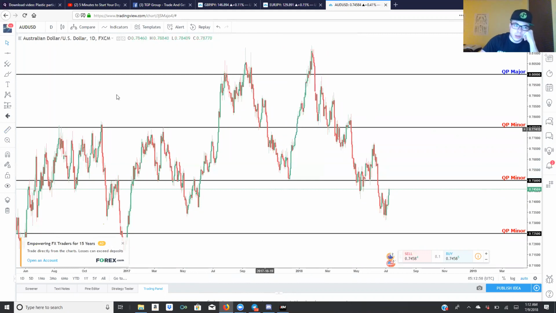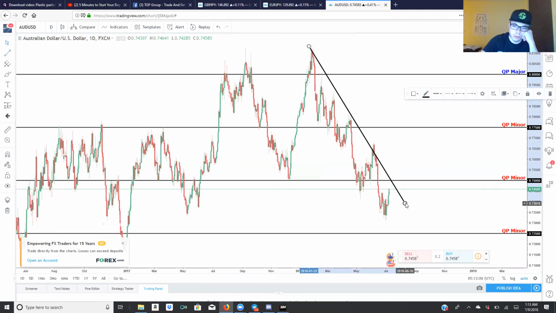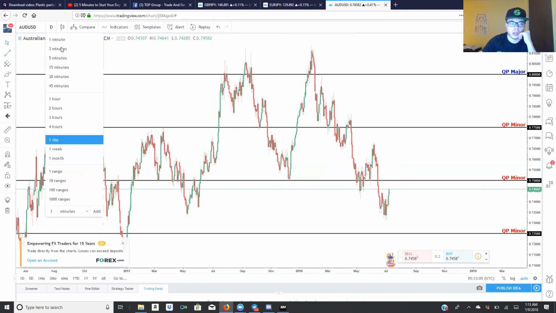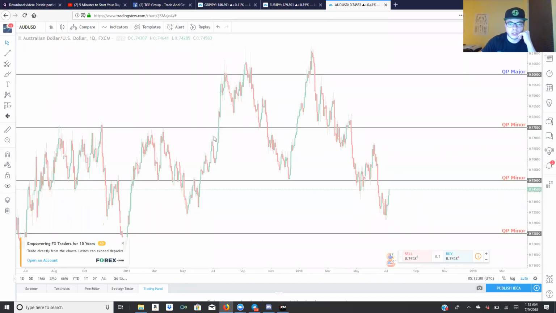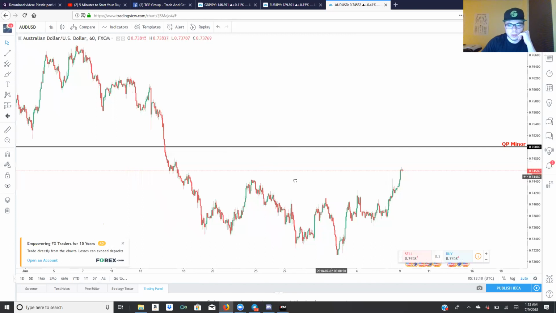Okay, so right here, you can potentially draw a trend line right about there, if you wanted to. But I don't draw a trend line on the day because I want to see it actually break on the hour so I can get an entry and not miss it.